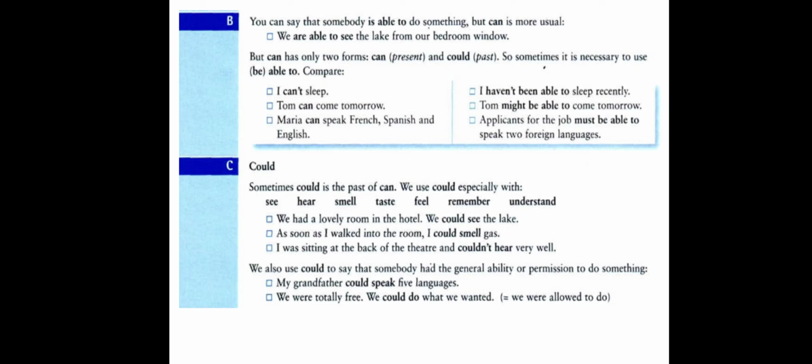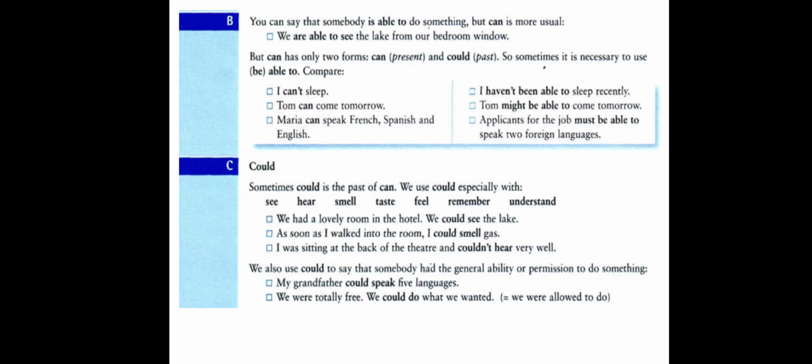The next example: I was sitting at the back of the theater and couldn't hear very well. Here was sitting indicates past, so we must use could instead of can't. So we use could because the situation is in the past and it is negative, so it becomes couldn't plus the base form here, so the sentence becomes like this: and couldn't hear very well.